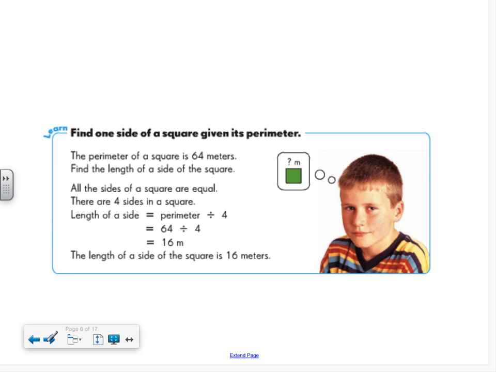All right, now those were all rectangles. Now we're going to think about squares, because obviously there's a difference in a square and a rectangle. It says the perimeter of a square, and I always stop and think, perimeter, square, all equal sides, is 64 meters. Find the length of a side.